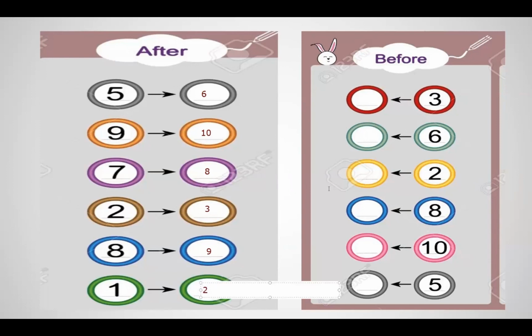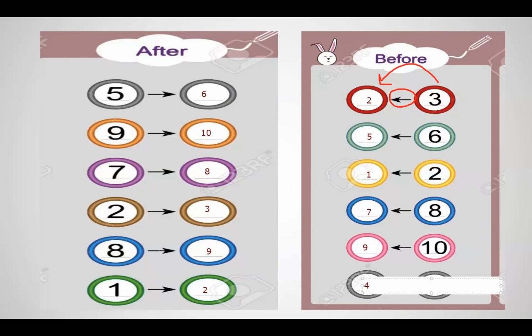What about the before? Again, before means I'm going to return back. Can you see the arrow? Yes, this arrow is returning back. So I'm going to jump back. Before 3, what comes before 3? Yes, it's 2. Before 6, 5. Before 2, excellent, 1. Before 8, we have 7. Before 10, 9. And before 5, yes, it's 4.